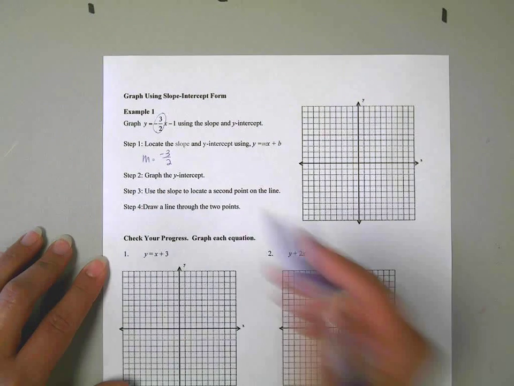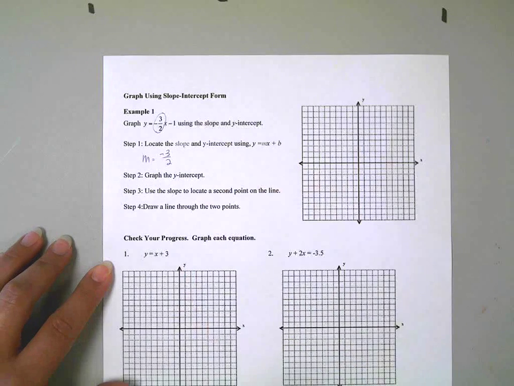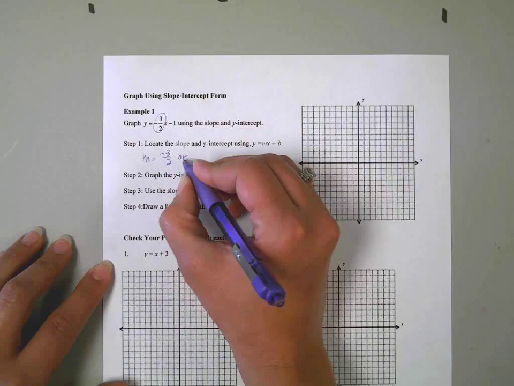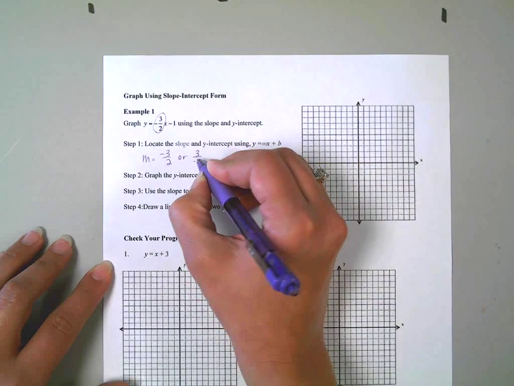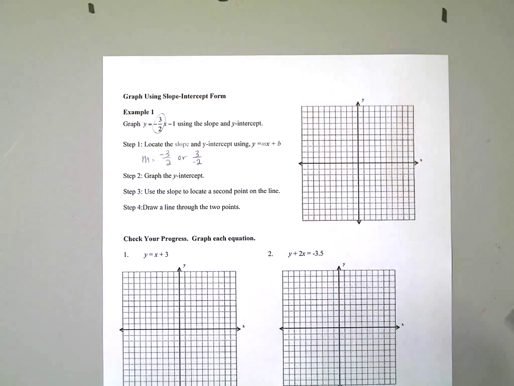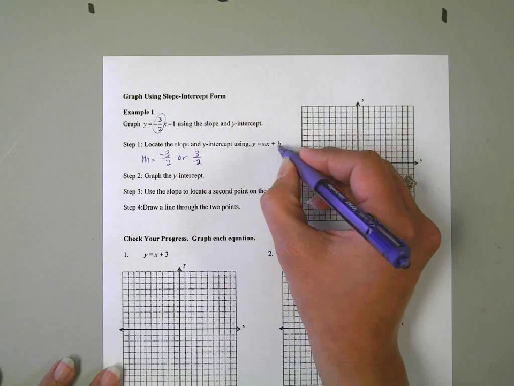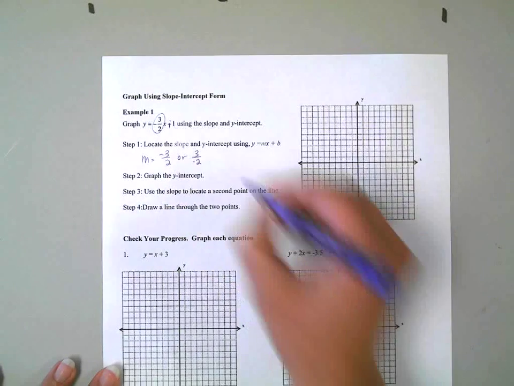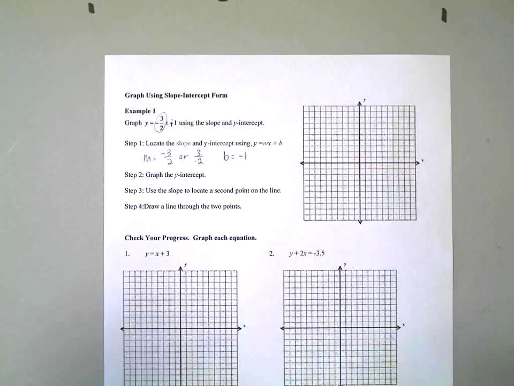Now some students are confused. Should I put the negative here? Should I put the negative here? Where does the negative go? So in this case, we could say -3/2 or 3/2 with the negative in the denominator. It's the same thing, and you need to know that when we're graphing. That's going to be important. Also, we need to find our y-intercept, which is a -1. So that y-intercept is -1.